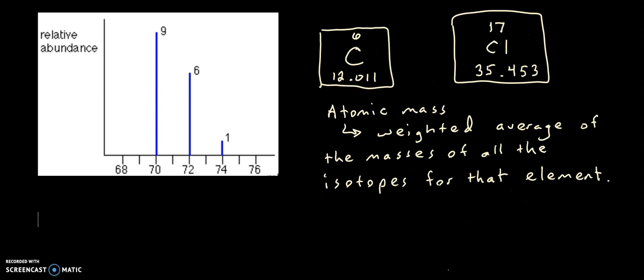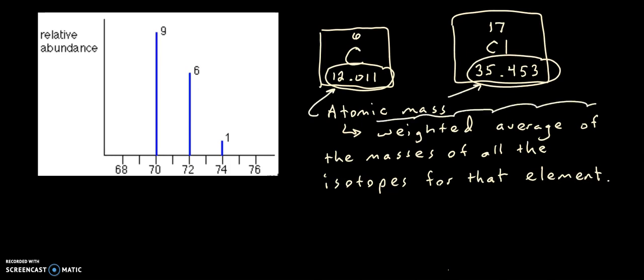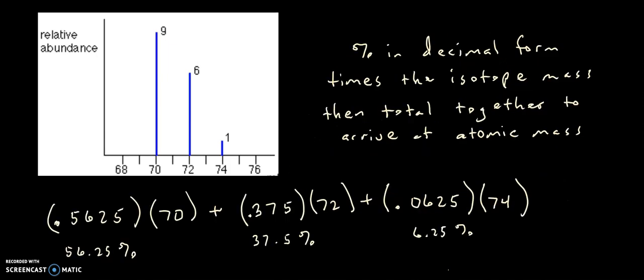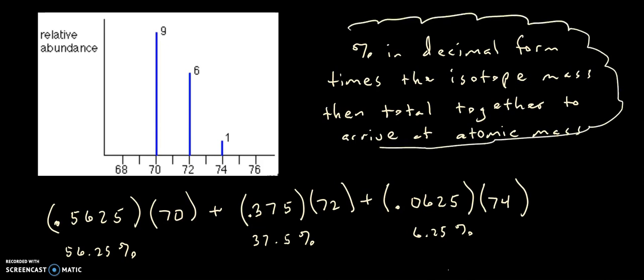Now, the data from a mass spectrophotometer is what's used to determine the atomic mass that we see on the periodic table for all of our elements. The atomic mass comes from a weighted average of the masses of all the isotopes that occur for that particular element. To do a weighted average, what we'll do is we take the percentage in decimal form times the isotope mass, and then we total all these together to arrive at the atomic mass.